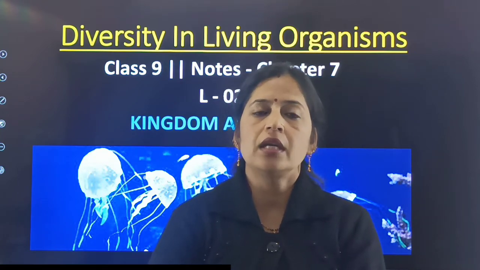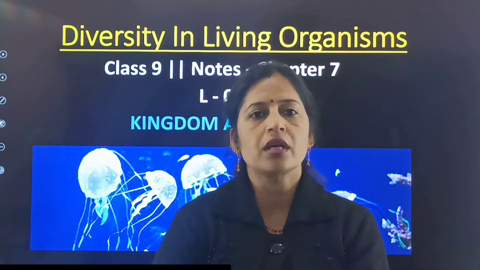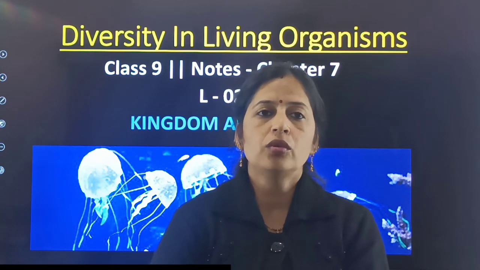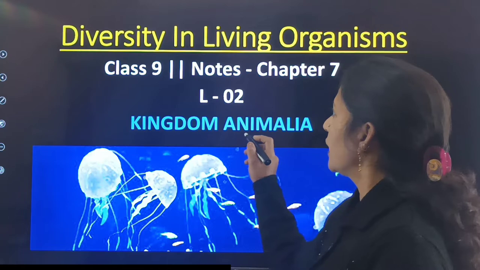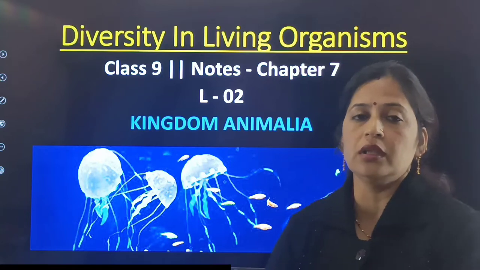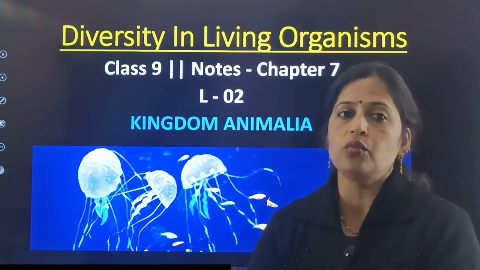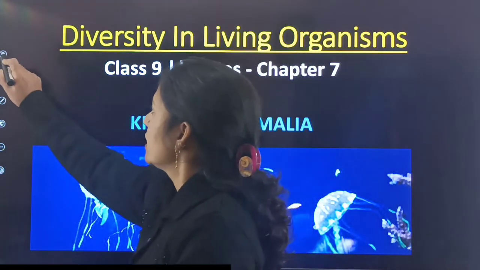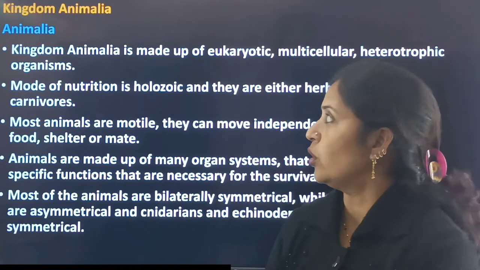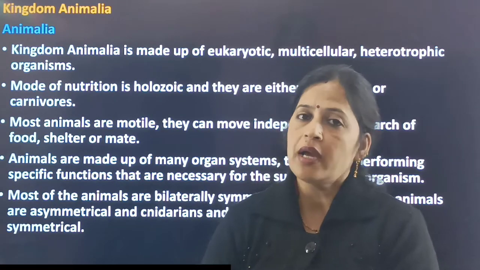This is our foundation course, specially for 9th to 12th, and in today's lecture we will discuss the diversity in the living world. That is the chapter for class 9th, and this is our lecture number 2, in which we will discuss the kingdom Animalia. In our previous lecture, we already discussed the kingdom Plantae, and today we continue with the kingdom Animalia. This is chapter number 7 for class 9th, and the name of the chapter is the diversity of the living world.